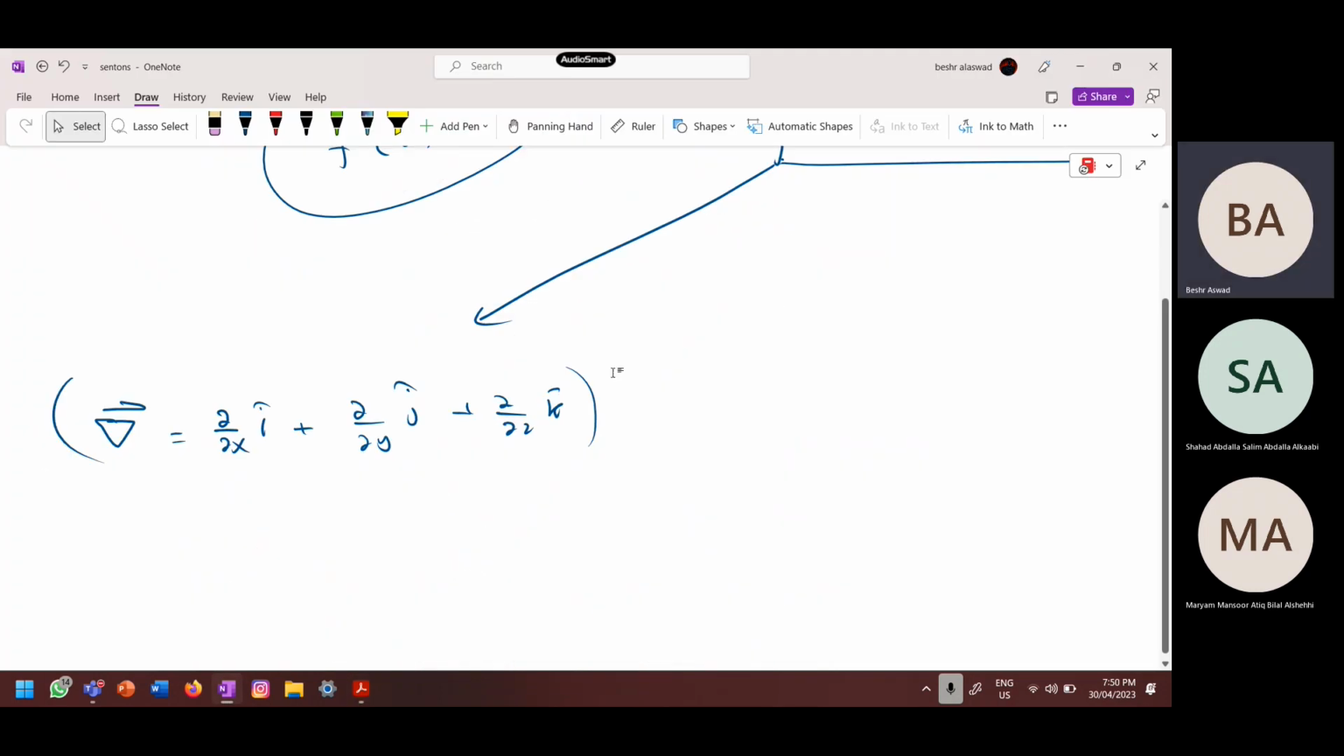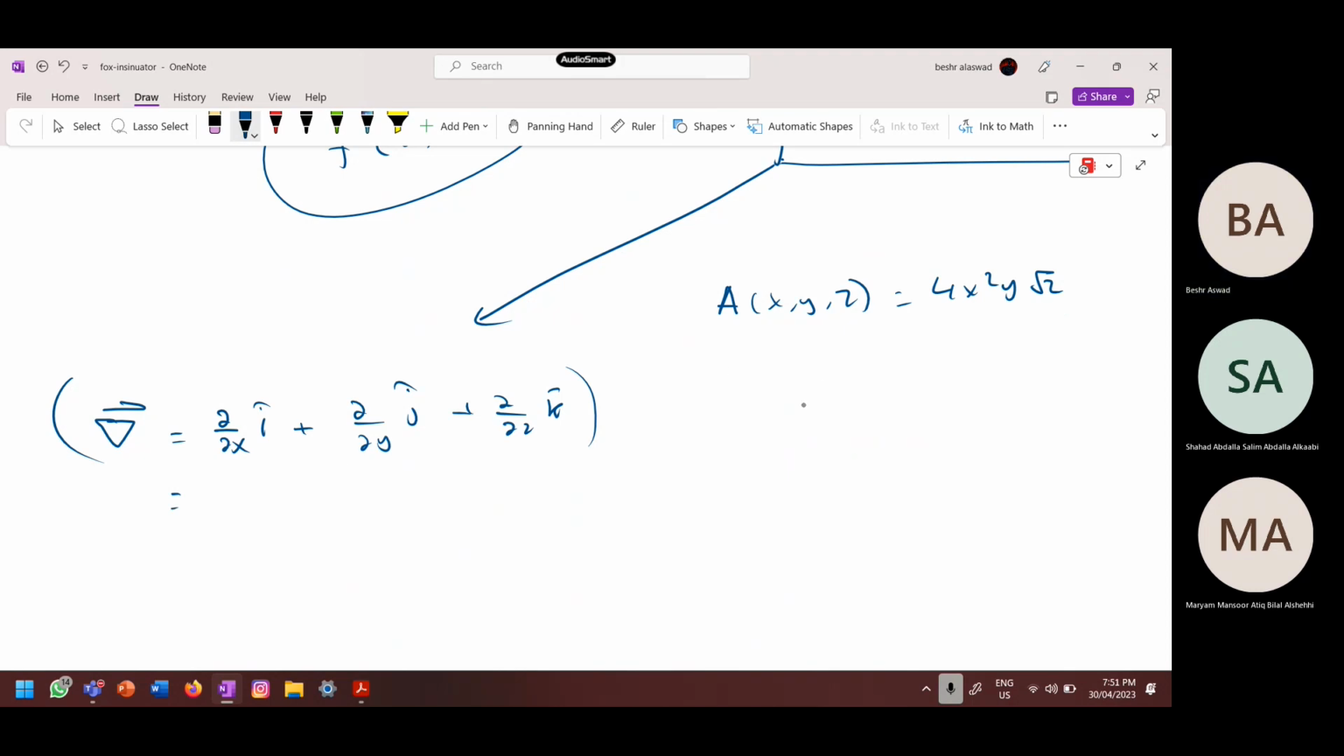Let's work on finding the gradient of a function A this time, which is a function of x, y, and z, which is 4x squared y square root of z. This is a weird twisted up function. Just find the gradient of this.